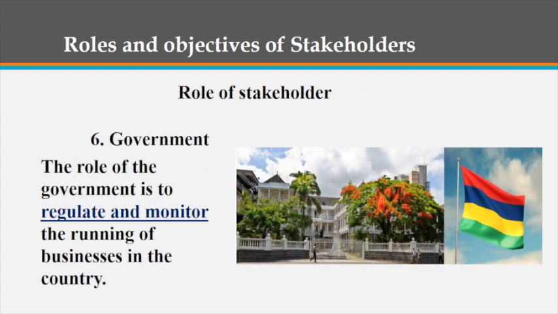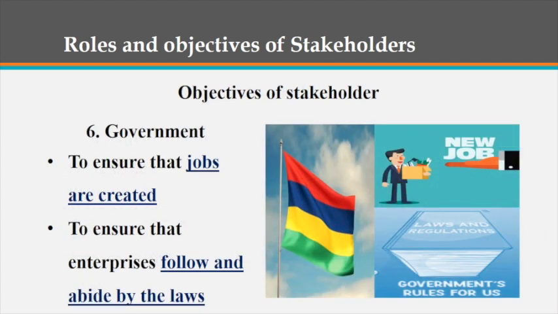The role of the government is to regulate and monitor the running of businesses in the country. The objectives of the government are to ensure that jobs are created and to ensure that enterprises follow and abide by the laws.